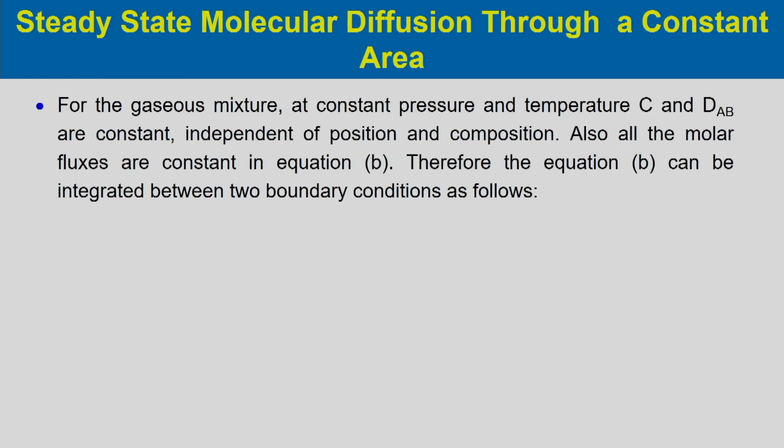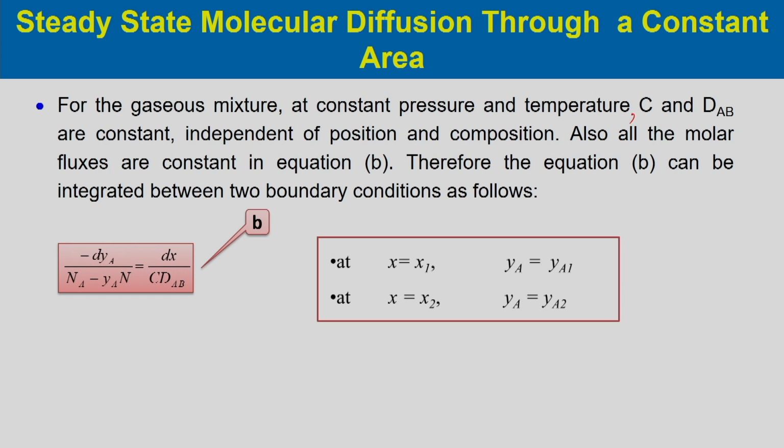Now, for the gaseous mixture at constant pressure and temperature, the concentration C and diffusion coefficient DAB are constant and independent of position and composition. Also, all the molar fluxes are constant in equation B. Equation B is minus dyA divided by (NA minus yA N) is equal to dx by C DAB. Therefore, equation B can be integrated between two boundary conditions, which are given as follows.